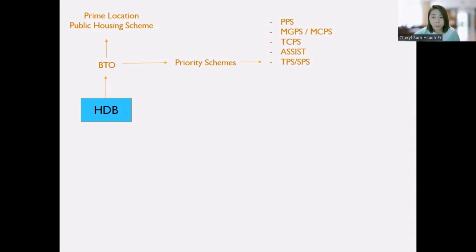Now, I expect all of us to understand some of these short forms. And I think it's easier to probably remember short forms because it will help us in our recollection. PPS stands for Parenthood Priority Scheme. MG, Multi-Generation. MC, Married Child. TCPS stands for Third Child Priority Scheme. Assist is for widowed person. TPS, Tenant Priority Scheme, and Senior Priority Scheme.